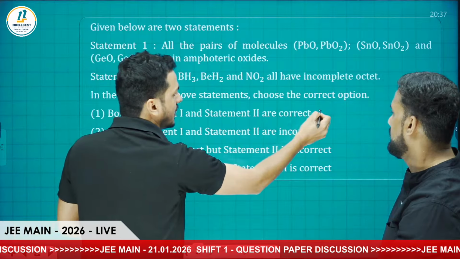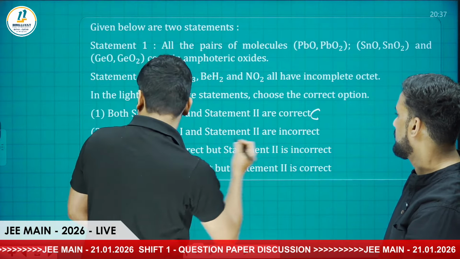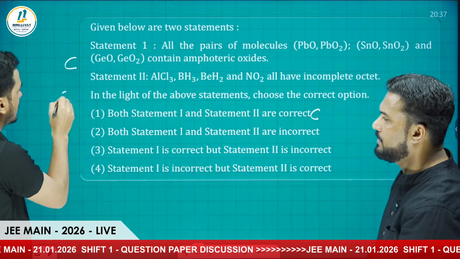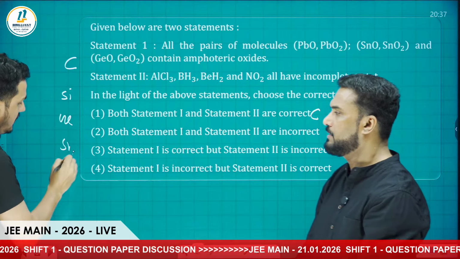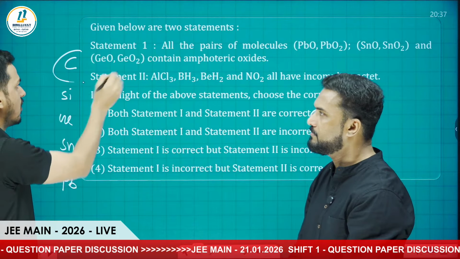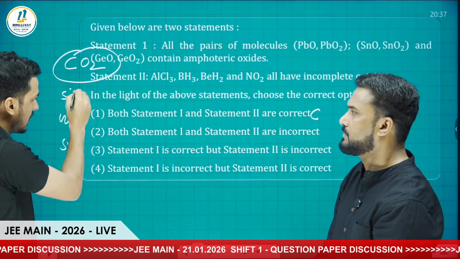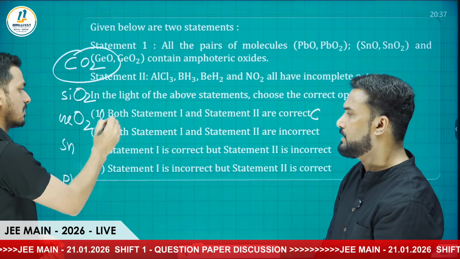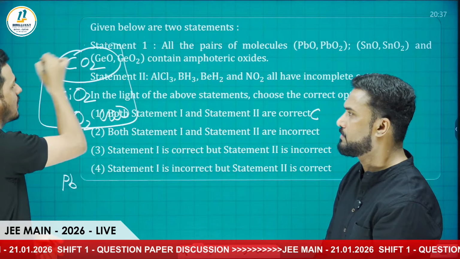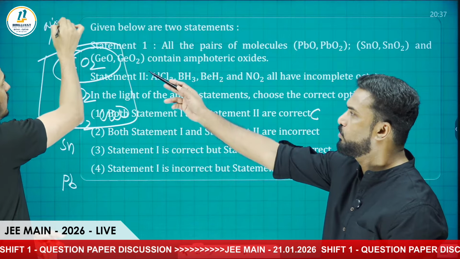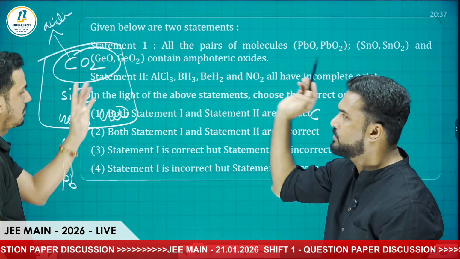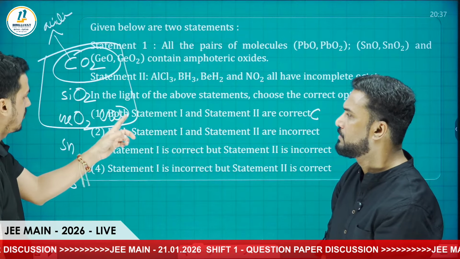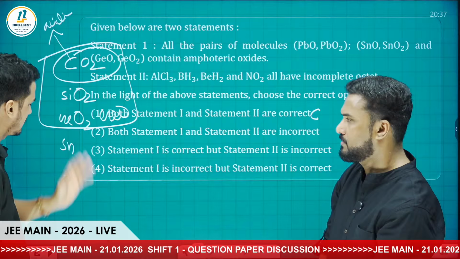Especially in the 14th group, carbon, silicon, germanium, tin, and lead. Carbon forms carbon dioxide, silicon forms silicon dioxide, and germanium forms germanium dioxide and germanium monoxide. These are all acidic, except the monoxide of carbon. Carbon monoxide is neutral, and here everyone is acidic.